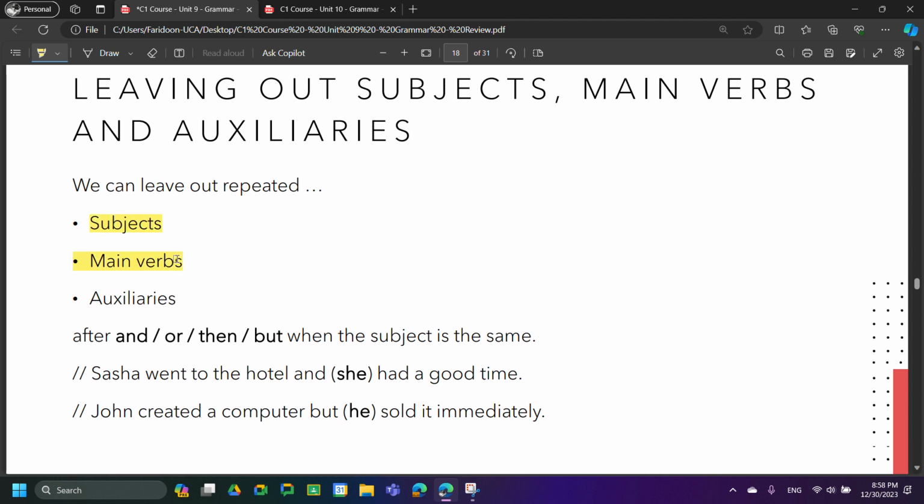We can leave out subjects, main verbs, and auxiliaries after what? After and, or, then, and but, when the subject is the same. So not every time, but when the subject is the same, you can do it. Example, Sasha went to the hotel and she had a good time, but you don't really need to say she. It's the same subject. And you also have an and in here, so you just say Sasha went to the hotel and had a good time. John created a computer, but he sold it immediately. Once again, the subject is the same, and you have a but, so it's gonna work. You just say John created a computer, but sold it immediately.